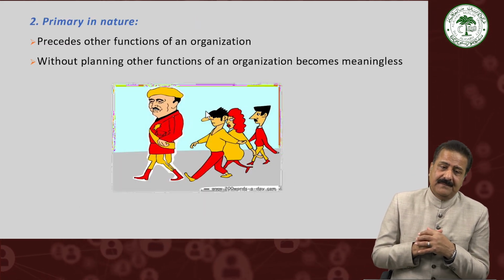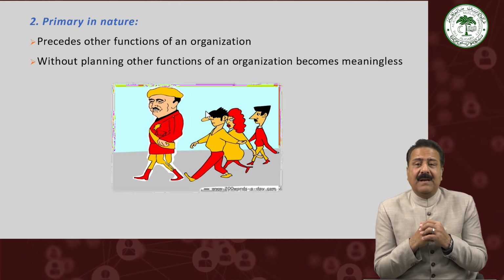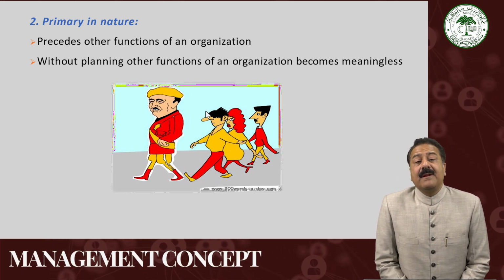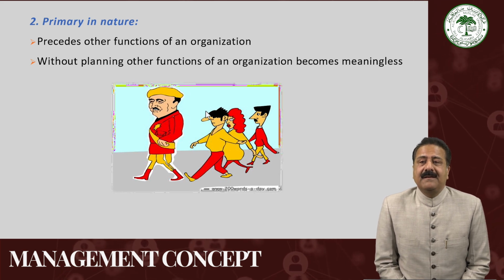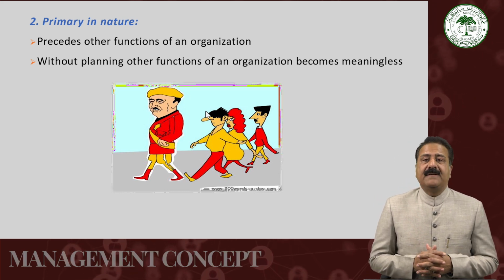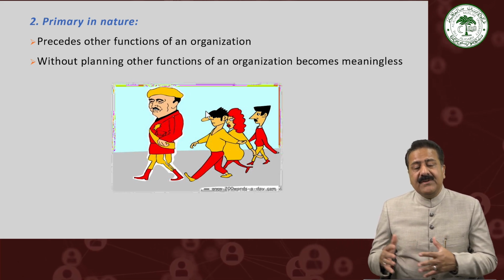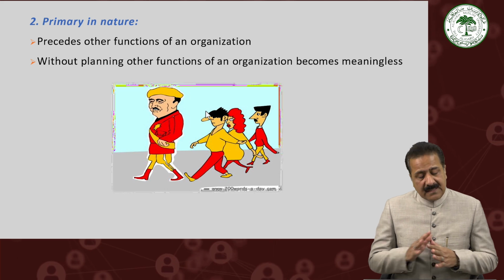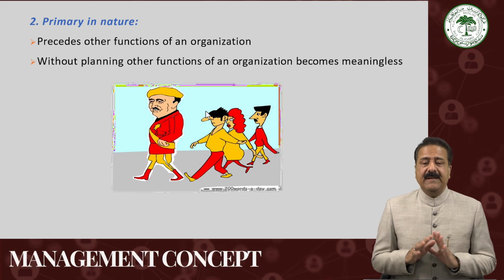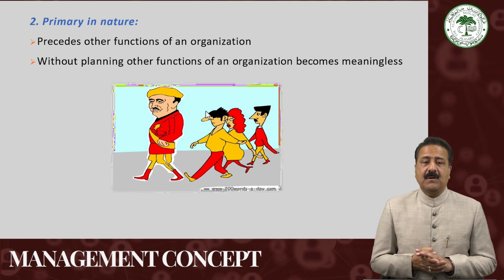It's the second important thing. The second important thing is about the nature of planning. Students, planning is primary in nature because the other functions of management, the other functions of an organization, come after this. It precedes other functions of an organization. You see, without planning, other functions of organizations become meaningless. There is no use, there is no future, there is no possibility that the other functions of the organization will be perfect in order as required.